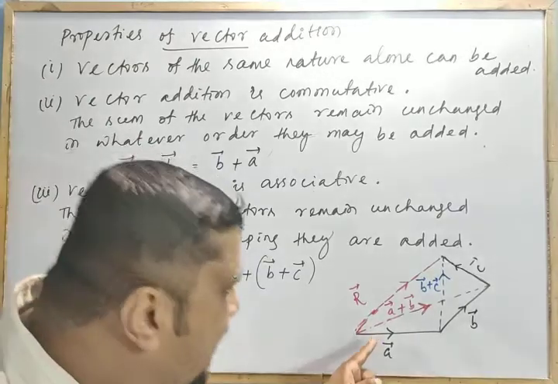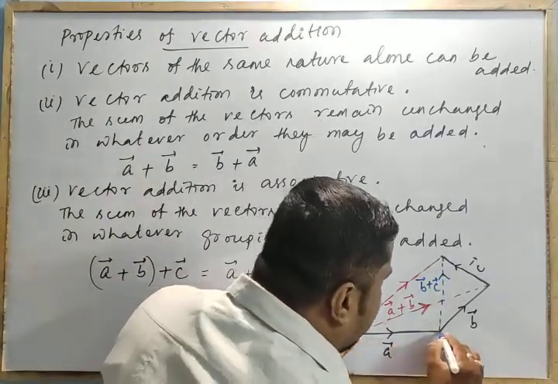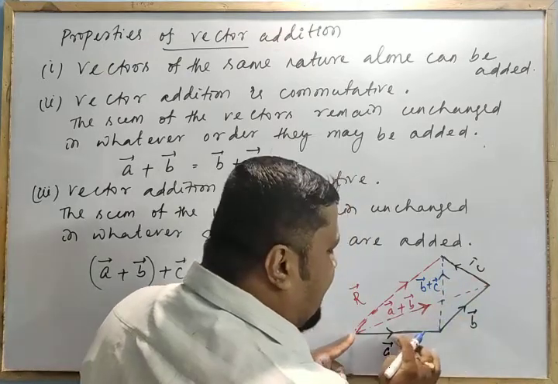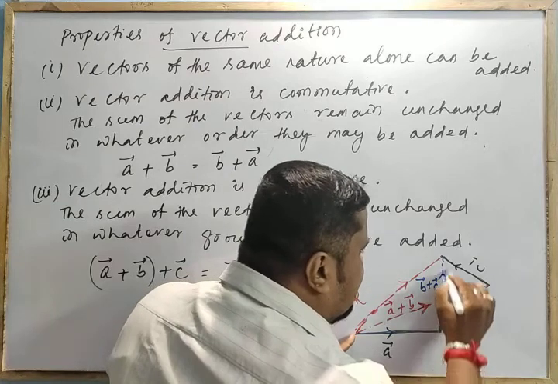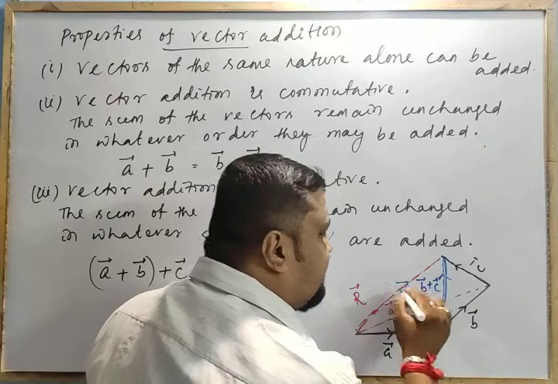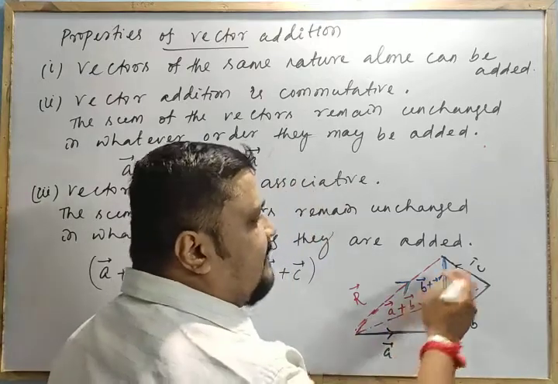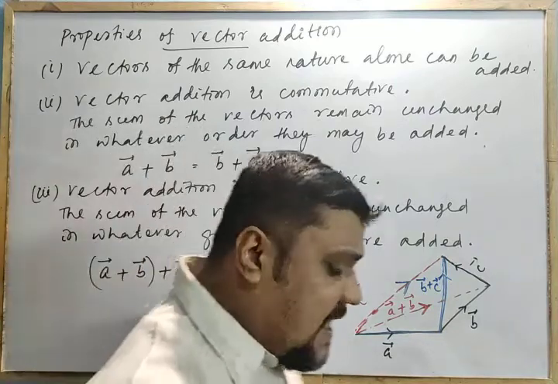Got it? Now A plus B plus C. Think of this one: A, and B plus C. This is again a triangle. This one and this one are two sides taken in the same order. What is the resultant? This is A plus B plus C. So this is the proof.